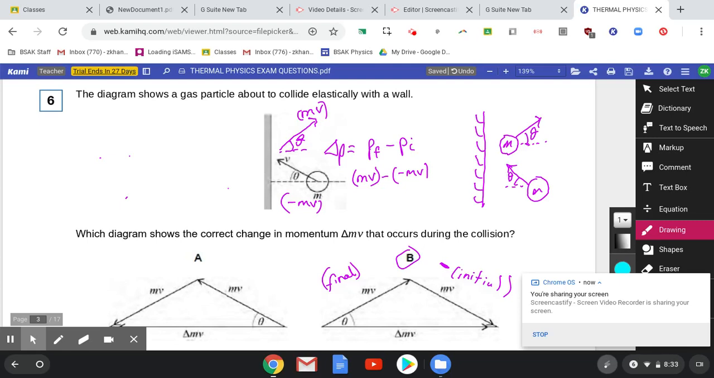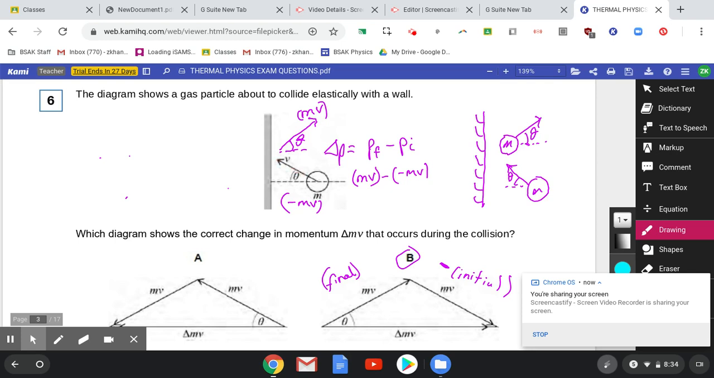Okay, question 6. The diagram shows a particle about to collide elastically with the wall. So that means that the momentum afterwards is going to be exactly the same, but in the opposite direction. So the momentum to the left, generally we say to the left is negative. And so we say that the particle is moving with a velocity v in that direction, and it has a mass m, so it has a momentum of minus mv.